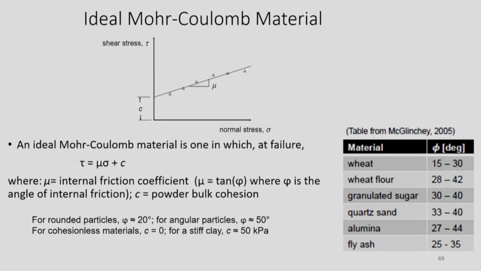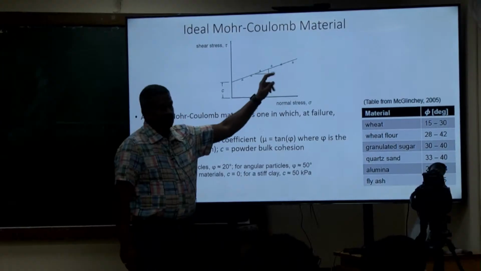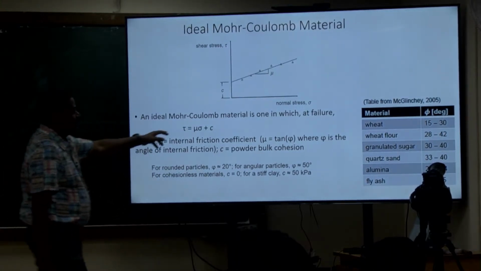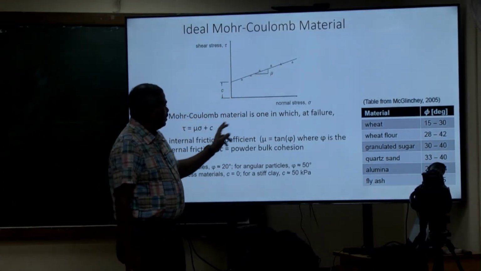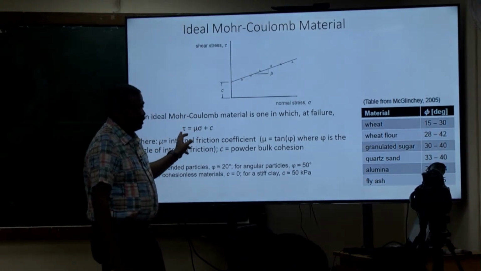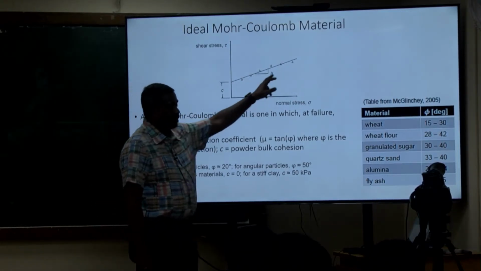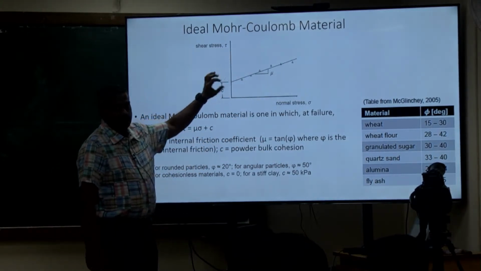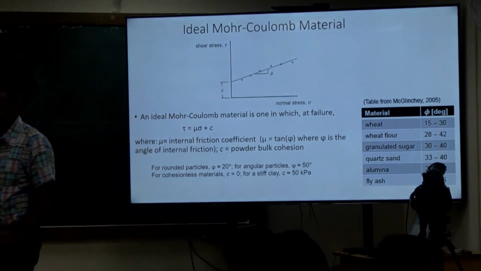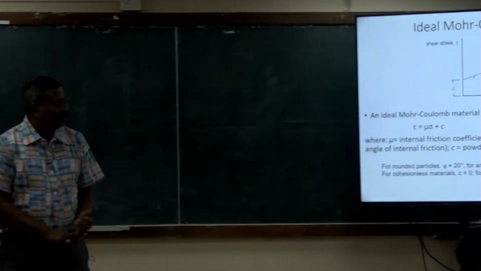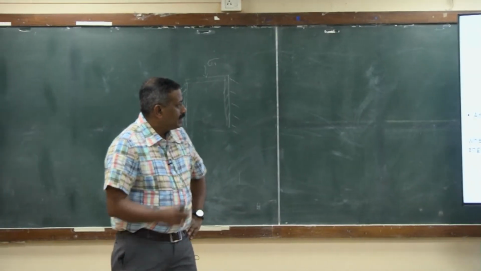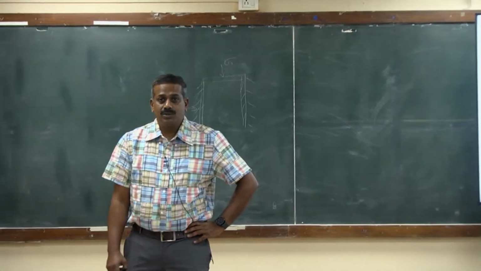So in general, again, we assume this is an ideal Mohr Coulomb material. That means the relationship between the normal stress and the shear stress is linear. Again, that's the friction, the internal friction coefficient. So in the ideal Mohr Coulomb law, the shear stress is related to the normal stress with an intercept of cohesion. That's one major assumption that we make when we talk about shear cell use and shear cell measurements.